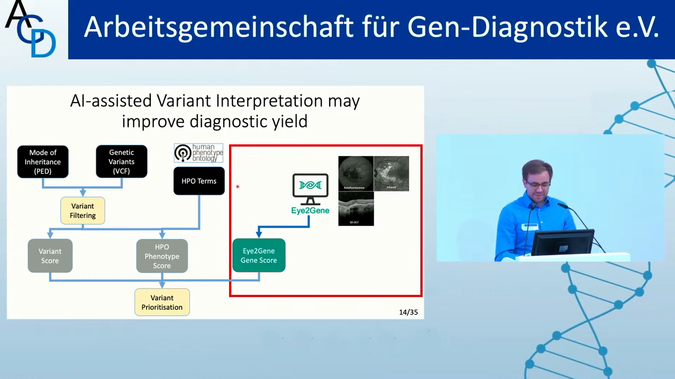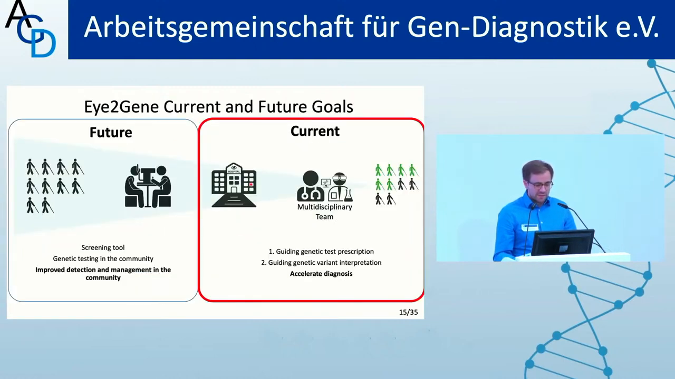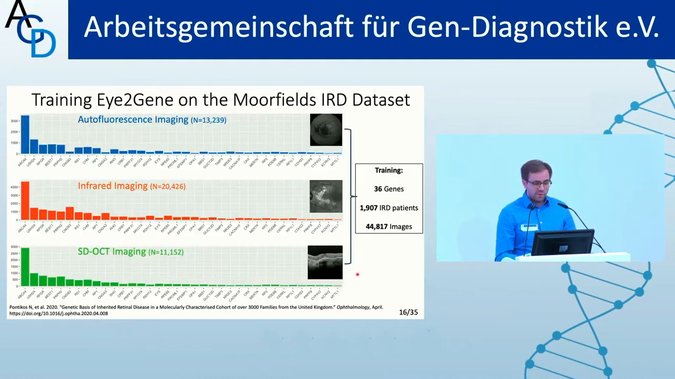I should say it's obvious that face to gene has been a big inspiration for us. So these are our current goals with the eye to gene project. Number one, to guide genetic test prescription, and two, to guide the genetic variant interpretation. By doing both of these things, we hope to accelerate the genetic diagnosis. So I'm halfway through, and that was basically the background. Now I'm going to talk about the eye to gene technology.